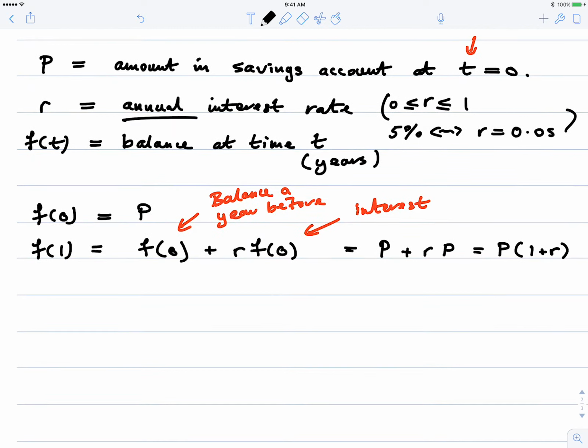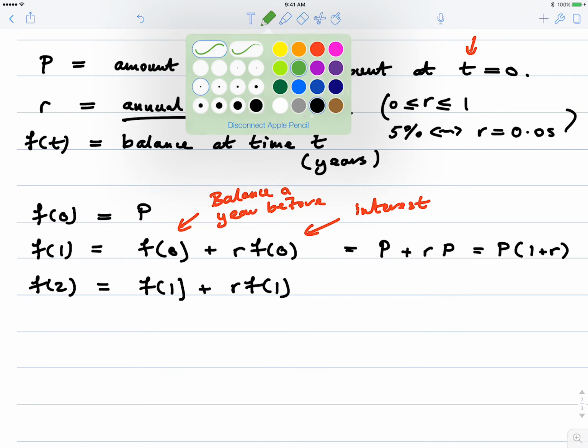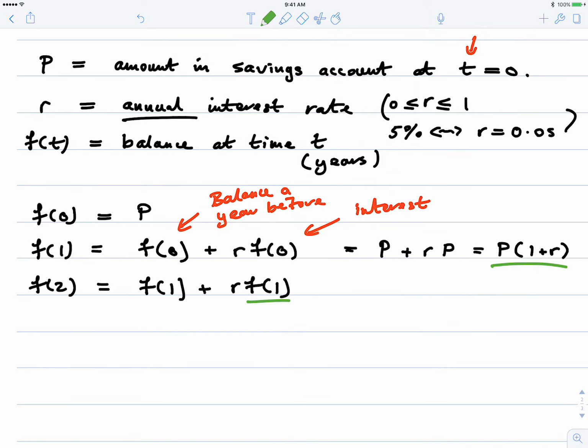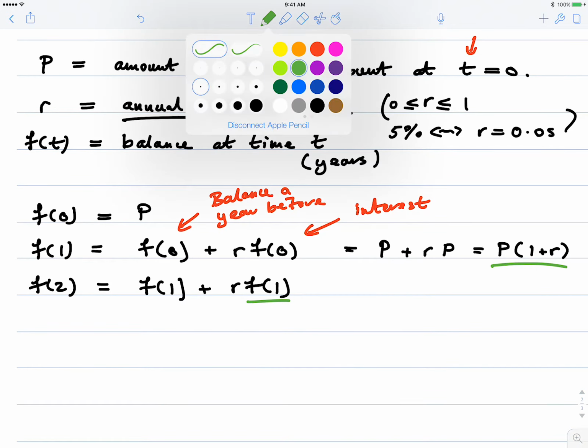Next, what about f of 2? Well, we have exactly the same logic. It would be the amount in the account a year before plus the interest, which would be r% of the amount in the year before. That's how compound interest works. This is what makes it so confusing, because the amount you're adding each time changes depending on what was in it the year before. So let's now just replace f of 1 with this. Okay, so these are the same. So what does that give me?